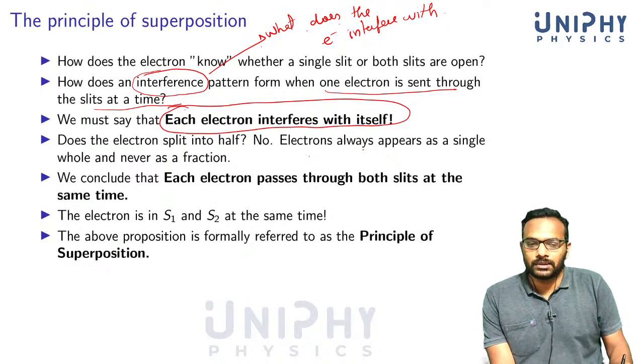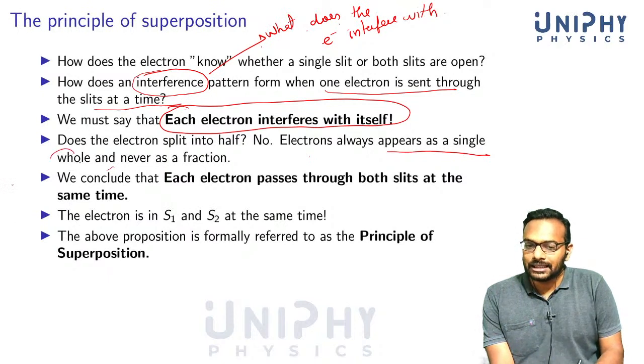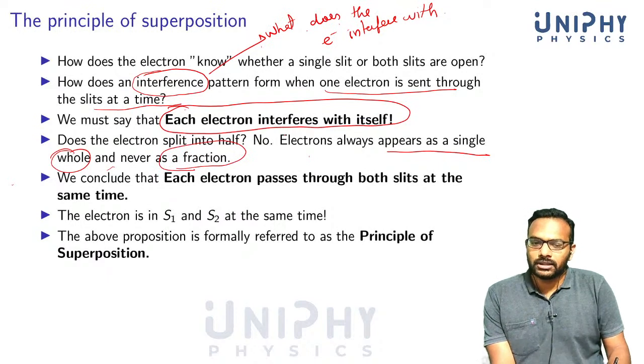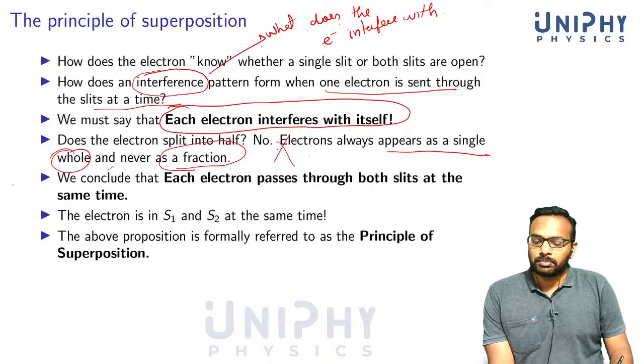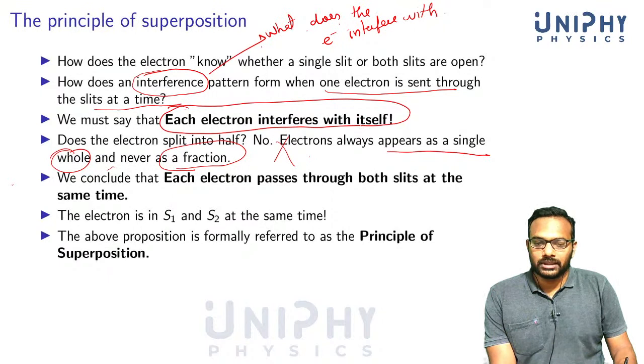So this is not possible because an electron always appears as a single whole. In all the experiments, the electron appears as a single entity and never as a fraction, right? So we don't have to imagine that the electron actually splits or something. We just have to assume that each electron interferes with itself.